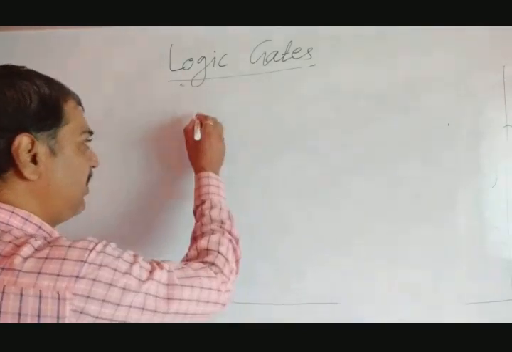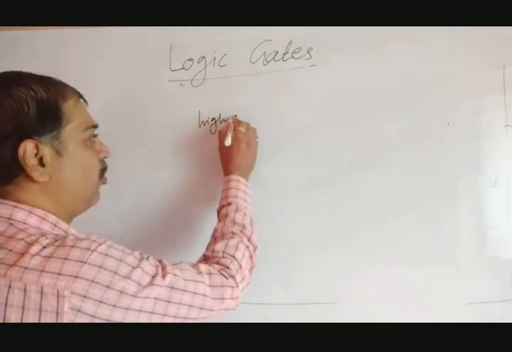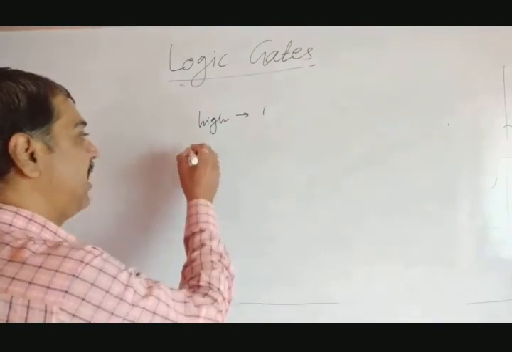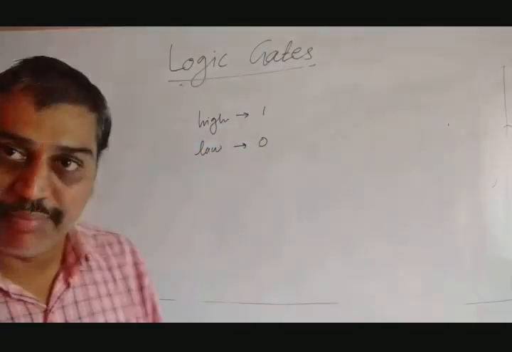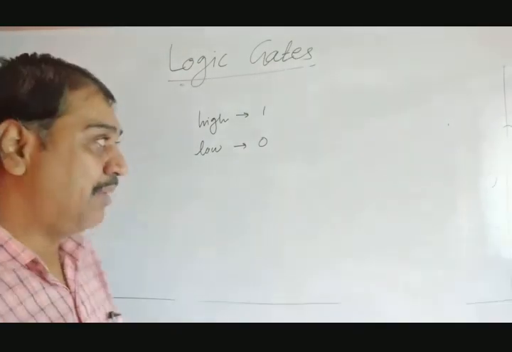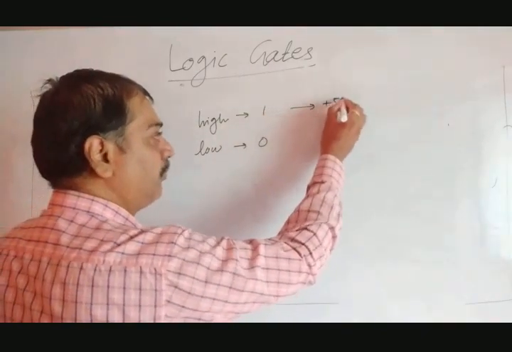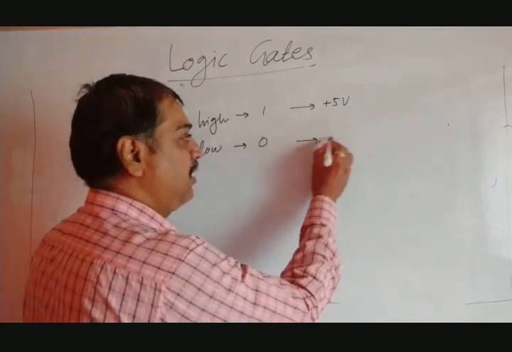Here in a digital signal, what does a high value mean? It is said to be 1. The code for a high value is 1, and when it is a low value, its code is 0. So remember, 1 means high, 0 means low. 1 means high, the highest potential, which is said to be plus 5 volt. And 0 means a low signal, which is said to be 0 volt.